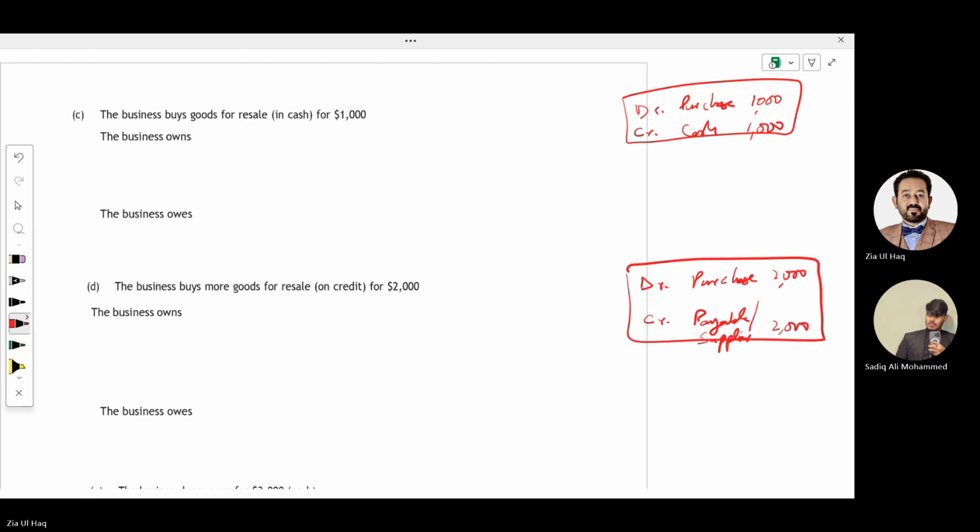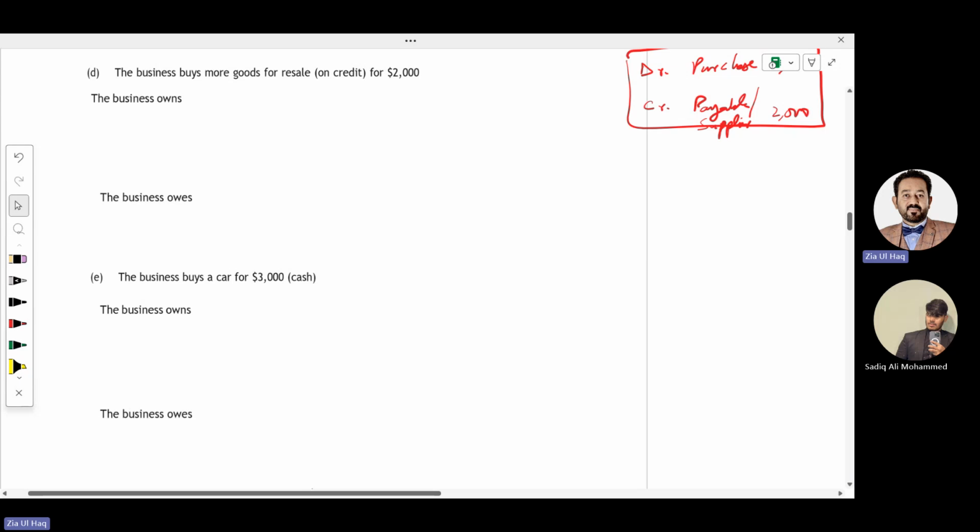future. There is no cash involved because we are buying on credit, on loan basis. We will pay in future. So purchases will be debit, but the credit we will record as supplier, which is called payable. This is our liability. Liability increasing, its nature is credit, so we are crediting it.